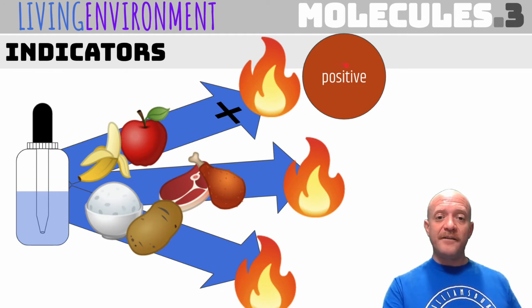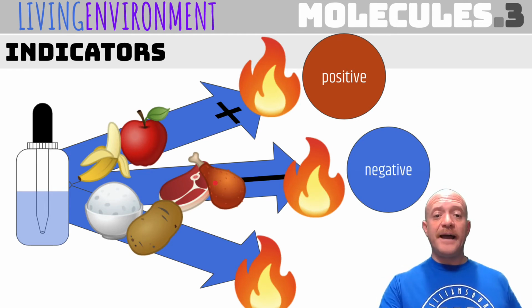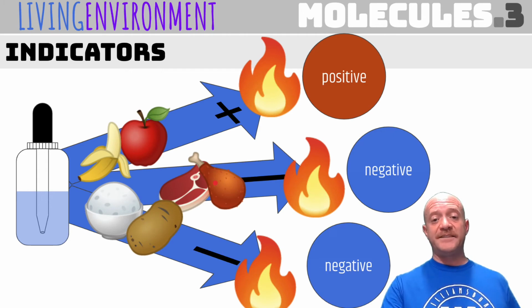Now if you put the glucose indicator in protein and turn on the heat, it's going to give you a negative result. It's not going to change. Same thing applies if you put it with starches or carbohydrates. It will give you a negative result and the chemical will remain unchanged.